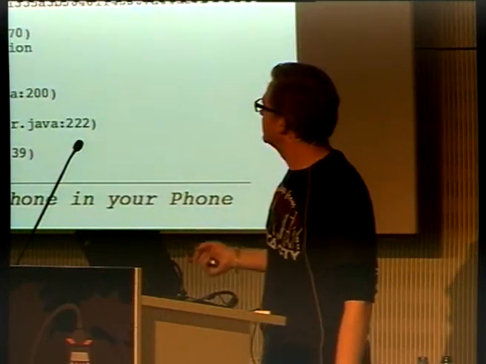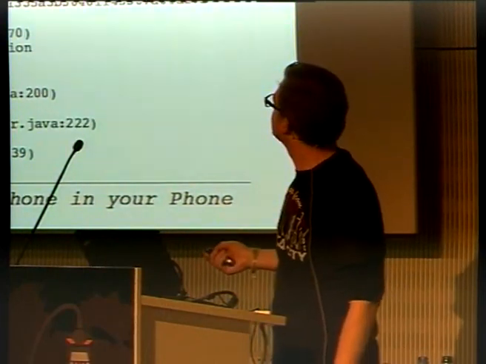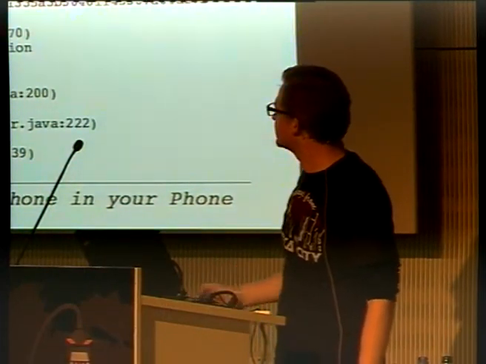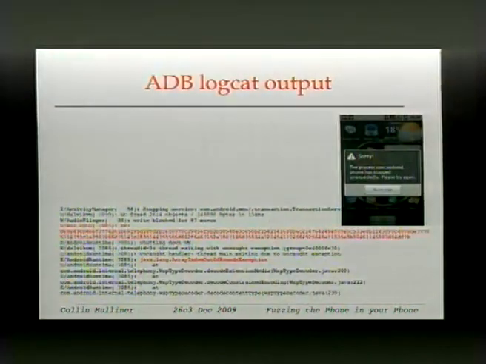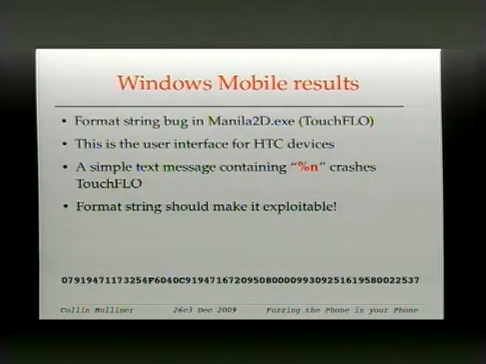This is the output of the ADB process, and down here you see this nice array index out of bounds exception in VSP, so somewhere in the WAP decoding part. And now, Windows Mobile.